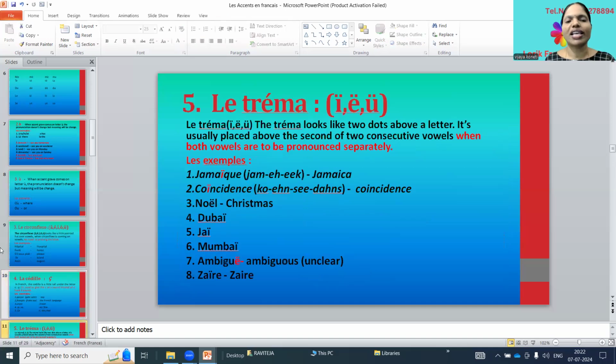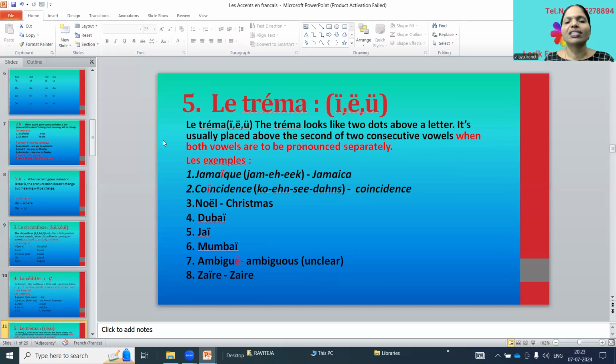And the next one, the fifth: le tréma. It comes on three vowels: I, E, and U. Two dots, the tréma. The tréma looks like two dots above a letter. It is usually placed above the second of two consecutive vowels, when two vowels come together. When both vowels are to be pronounced separately, we have to keep the tréma.